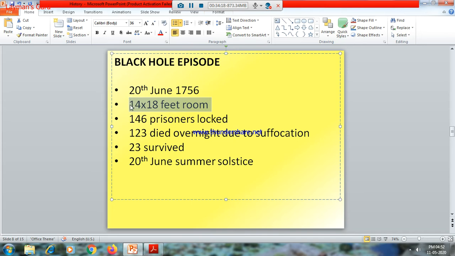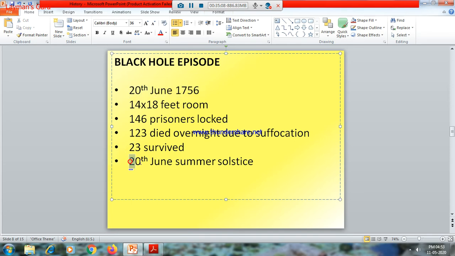What was the worst thing? The worst factor of this Black Hole episode is the timing. You cannot forget this date because there is a geographical importance to it. If this had happened in December, things would have been different. But it happened on 20th of June. Because it happened on 20th of June, 123 people died overnight. The next day morning they opened the door, only 23 survivors were there. All 123 people had died on that night itself because of the suffocation and the heat.